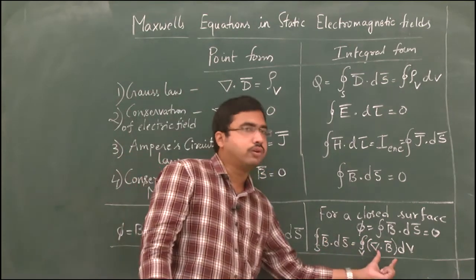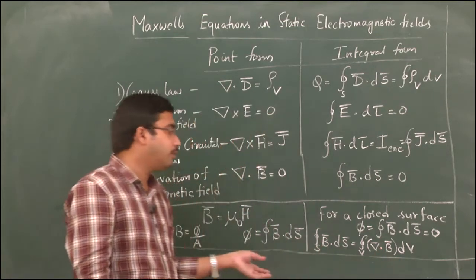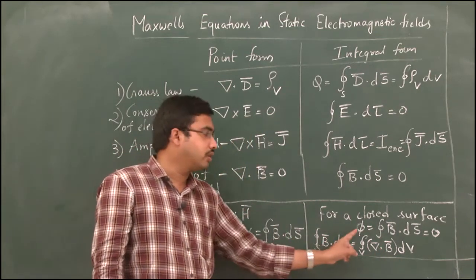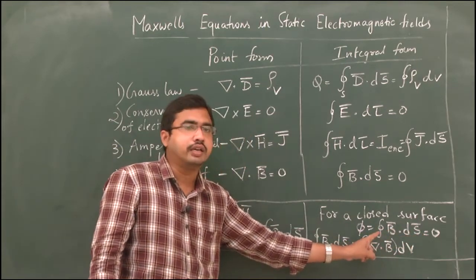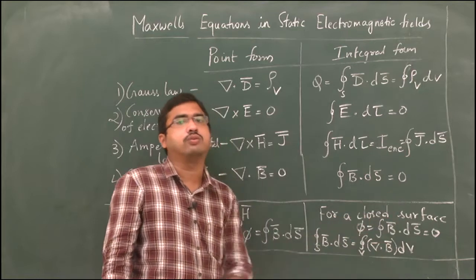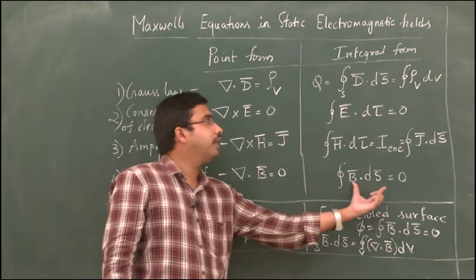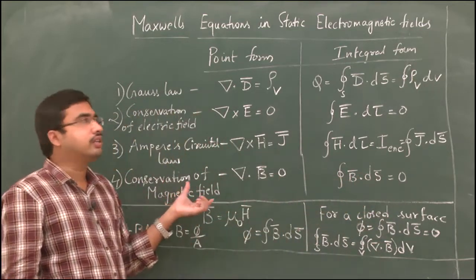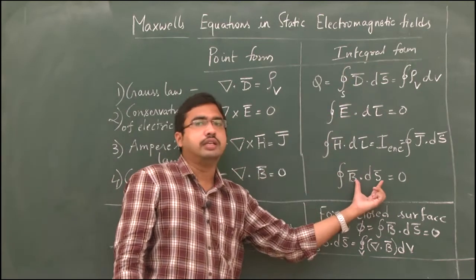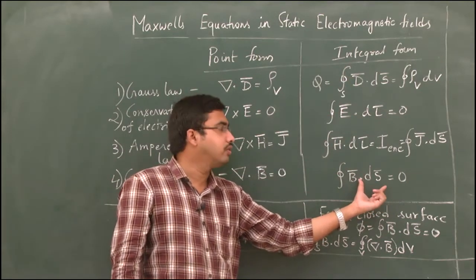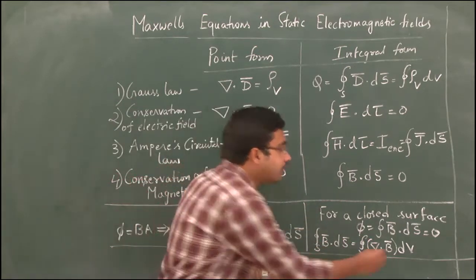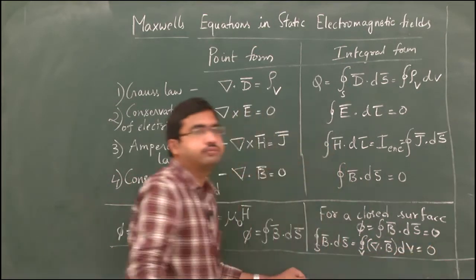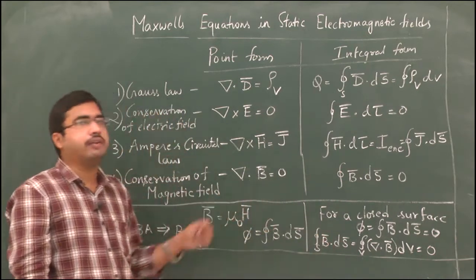For a closed surface, the total magnetic flux is equal to 0, which states that integral B bar dot ds bar is equal to 0. Hence we can write this conservation of magnetic field in integral form as integral B bar dot ds bar equal to 0, and in point form as del dot B bar is equal to 0. This is obtained from the divergence theorem.